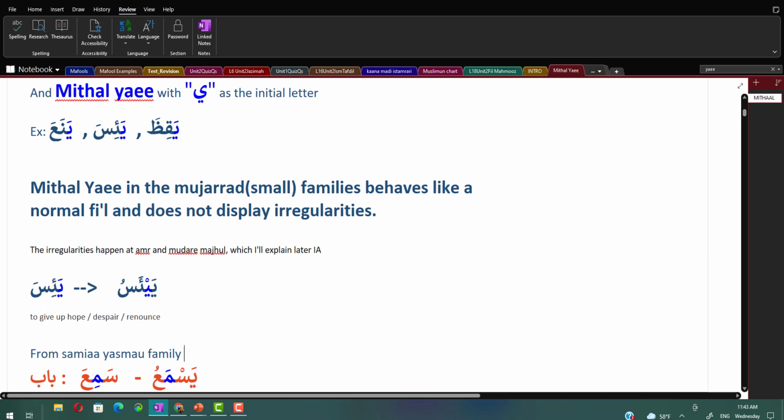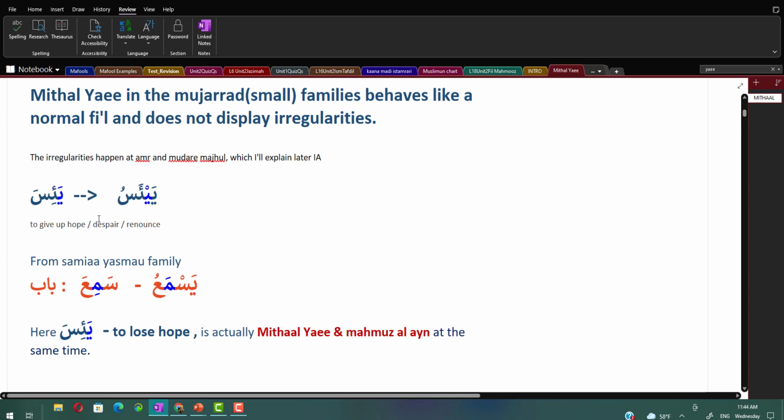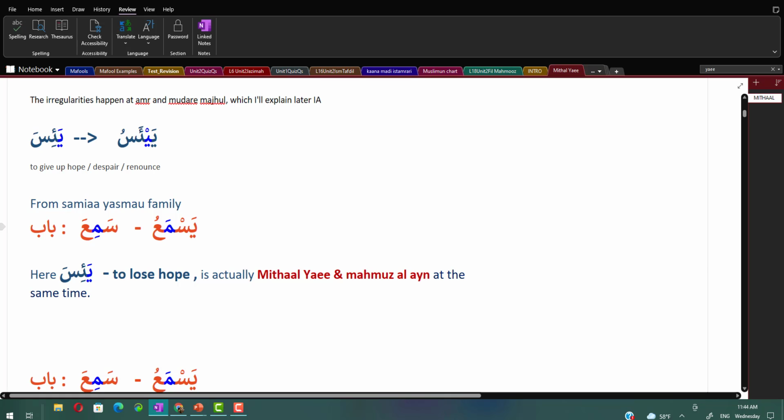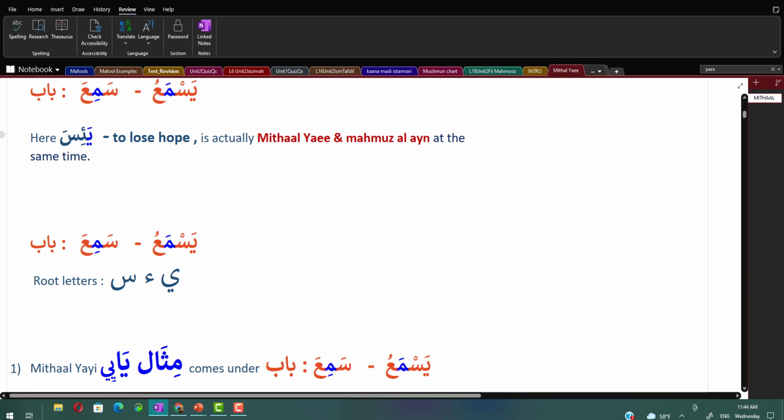And mithal yaee in the mujarrad or the small families behaves like the normal fi'l and does not display irregularities. There are some irregularities that happen at amr, command, or mudari majhul, which inshallah I'll explain later. So yaisa, yayasu, the meaning is to give up hope, to despair or renounce. This is from family sami'a yasma'u. So yaisa, the meaning is to lose hope, and this is actually both mithal yaee, and it has a hamza in the ain letter, so it's mahmuz al-ain at the same time.